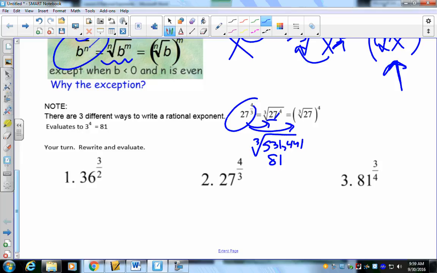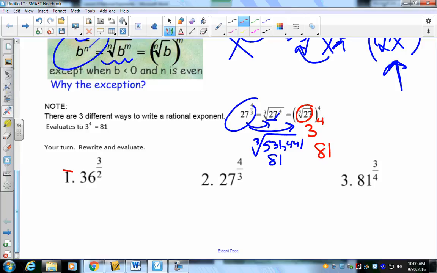If I do it this way, I take the cube root first and I get 3 to the 4th power, which is 81. So it's the same thing. It's just that with the second method I worked with smaller numbers, which were perfect cubes and powers that I knew off the top of my head, versus getting stuck with some big number. All right, so go ahead, pause the video. Go ahead and try numbers 1 and 3 on your own.